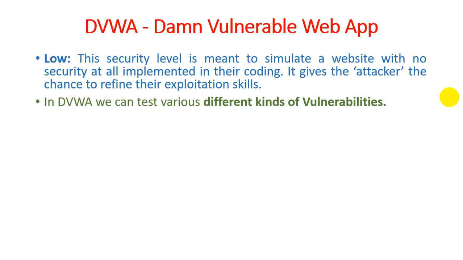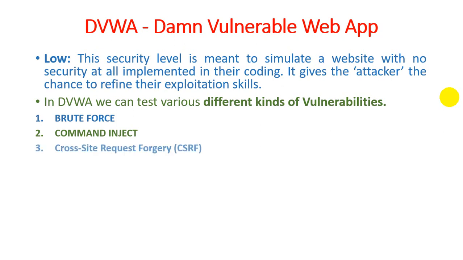In DVWA, we can test various kinds of vulnerabilities. First one, brute force attack, trying error verifications. Second, command injection, through CMD operations. Next, cross-site request forgery. As we previously discussed, what is CSRF? It is nothing but a way through which a user can perform requests and responses with illegitimate data.